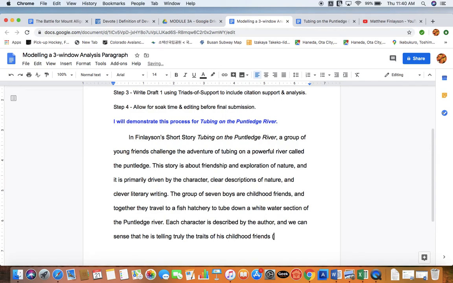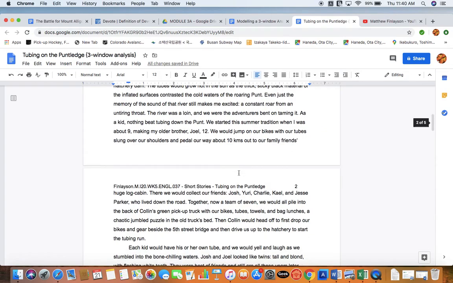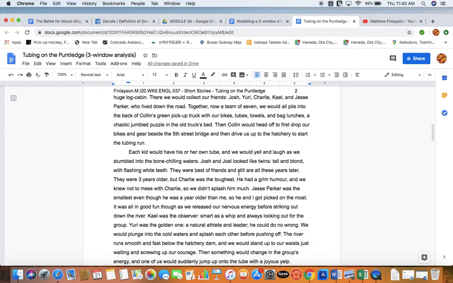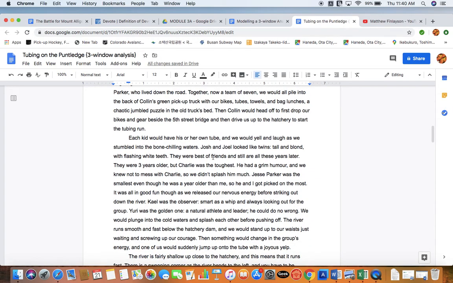And then you're going to include the non-integral citation. And remember, we need the author's name, the date, and then I can always jump back to look at the section where I actually do. So this is page 2, and this paragraph here kind of is talking about or describing those characters.